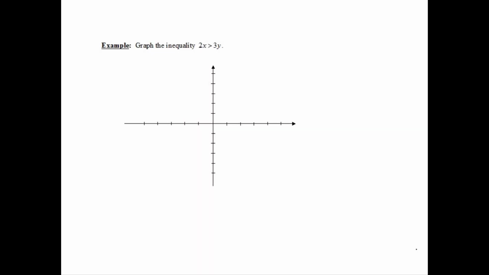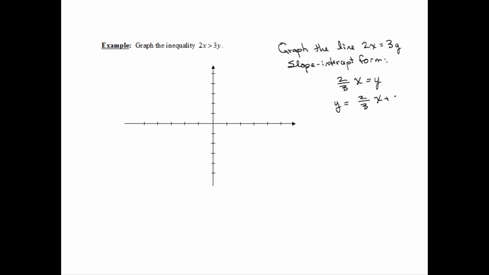Let's graph the inequality 2x greater than 3y. The first thing we'll want to do is to graph the line that is associated with this. So 2x equal to 3y. The easiest way to do this one is to go ahead and put it in slope-intercept form. And so that will give me 2/3 x equals y, and I rearrange a little bit and I get y equals 2/3 x plus 0.